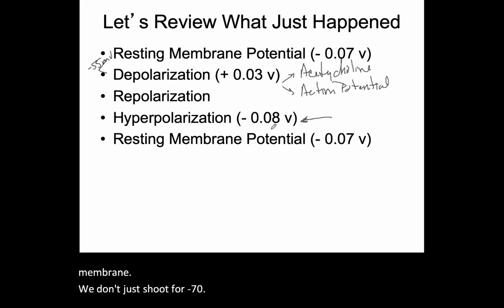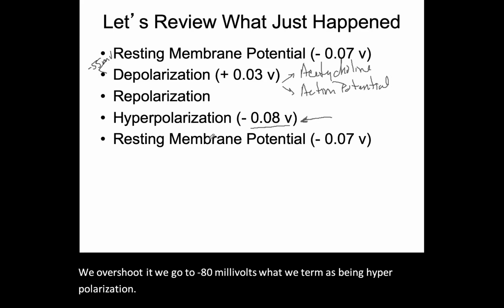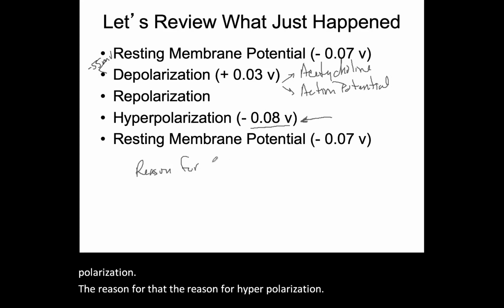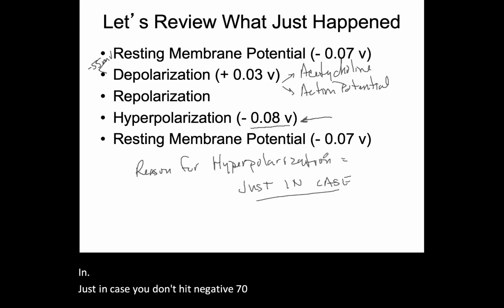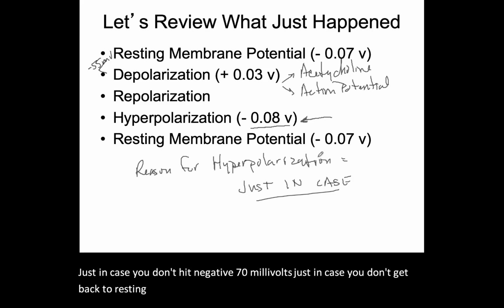We overshoot it. We go to negative 80 millivolts, what we term as being hyperpolarization. The reason for hyperpolarization is just in case. Just in case you don't hit negative 70 millivolts, just in case you don't get back to resting membrane potential, we make sure we do.